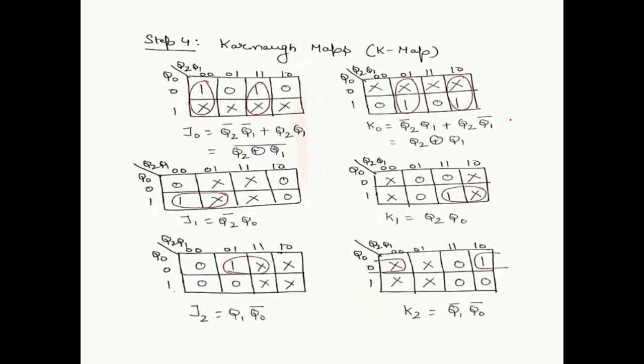So step number 4 is K-map. We can easily use the K-map for the calculation of output values. We have to design 6 K-maps for all the 6 values. For J0 K0, for J1 K1 and J2 K2. And we will be implementing the K-maps with the help of present state values.